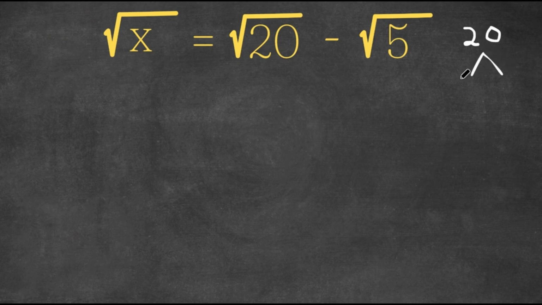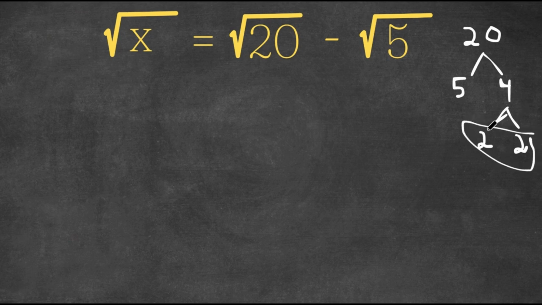We have 5 times 4, right? And 5 is already prime, so we can leave that alone. But 4, how do we simplify 4? What are some factors of 4? The only factors of 4 are 2 and 2. So now these two are a group, so this 2 is going to be outside the root, and 5, because this is left alone, is going to be inside the radical. So now we have 2 root 5 minus square root of 5.